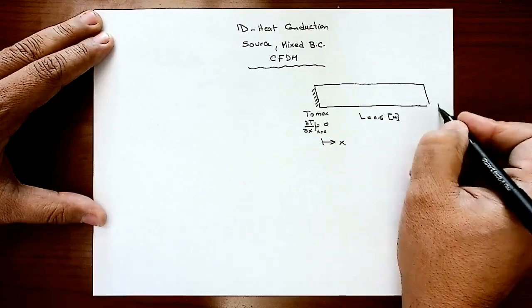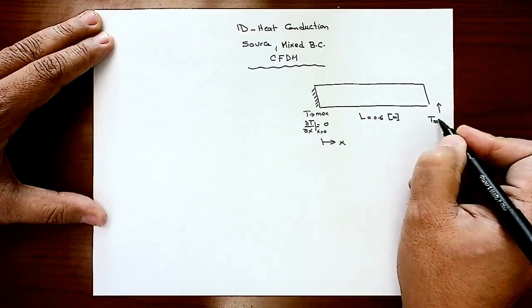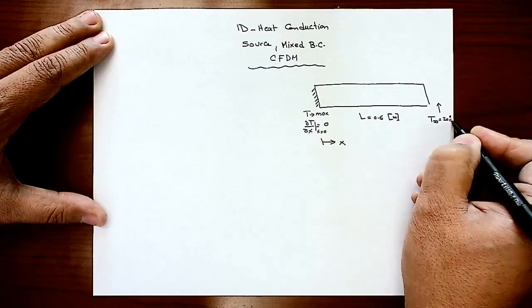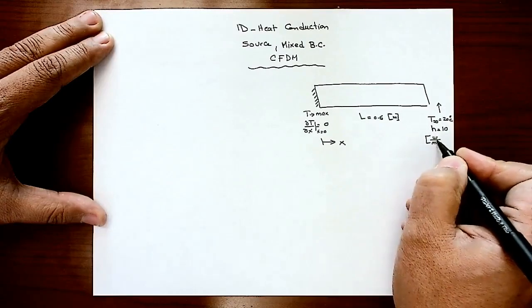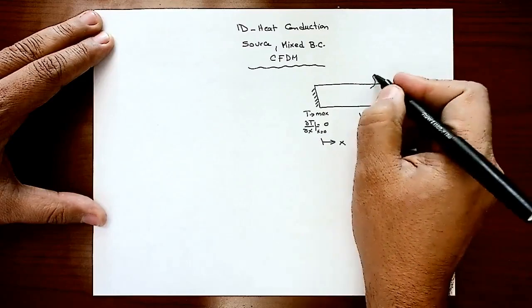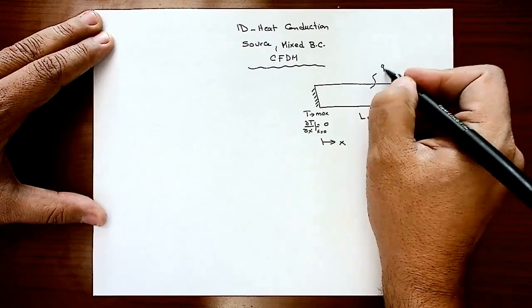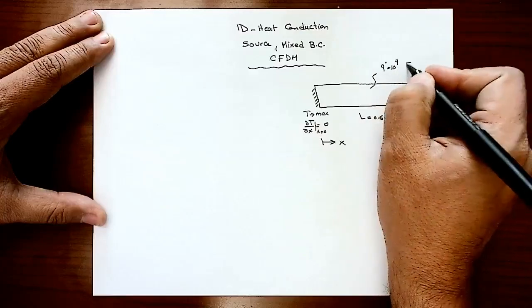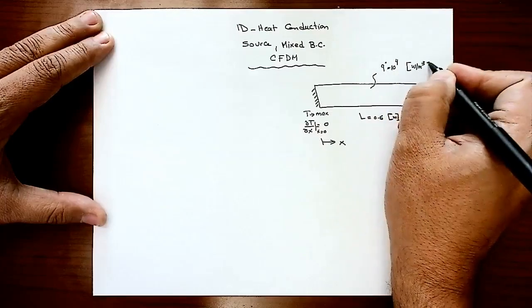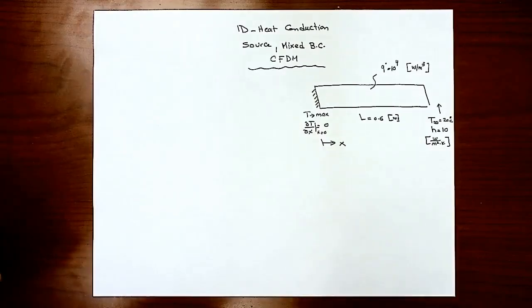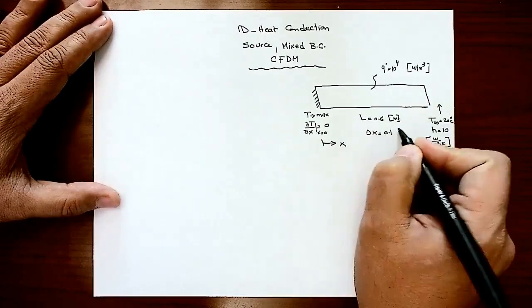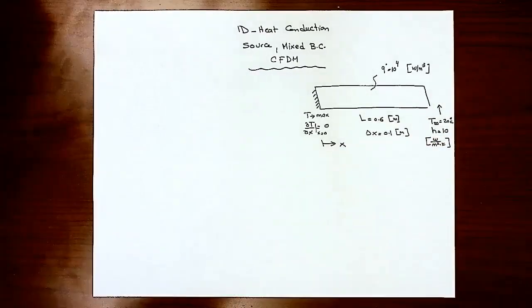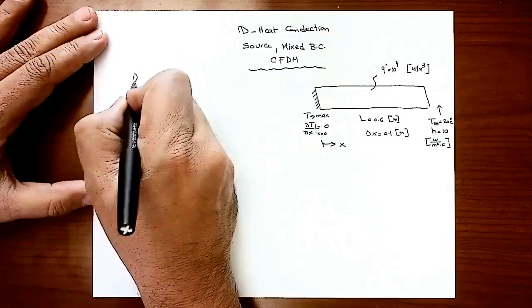Then the second end of that one-dimension bar is exposed to a T infinity stream of 20 degrees C, and an H convection heat transfer coefficient of 10 watt per meter square Kelvin. And the bar has a heat source of 10 to the 4th watt per meter cubed. Now find the temperature distribution along the bar using the same delta X that we used before, equal to 0.1 meter. So again, this is my problem statement. This is my design.